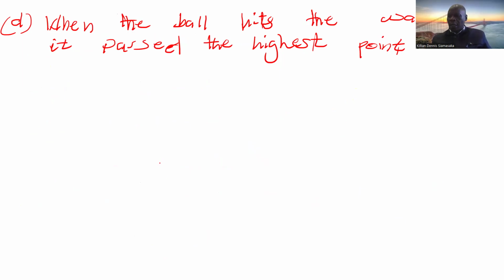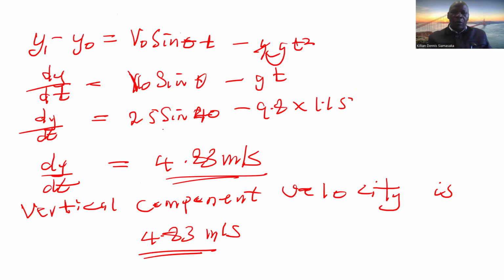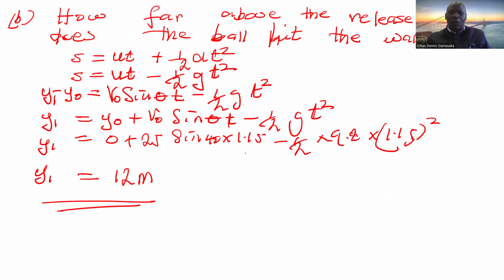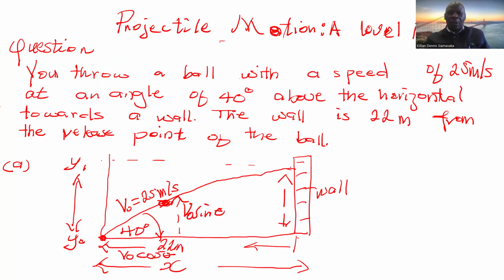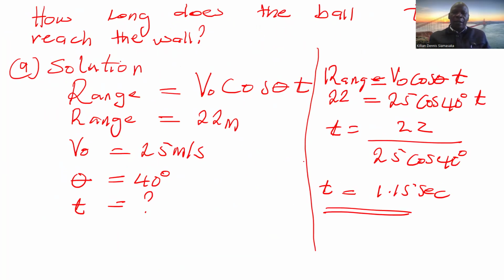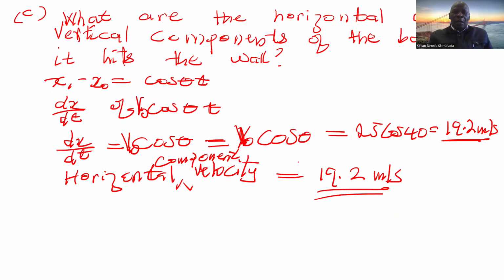And so the last question is when the ball hits the wall. These are the component velocities, vertical and horizontal, when the ball hits the wall at this point here. So this will be the velocity at which it hits the wall. These are the component velocities. Here the question is just asking for the component velocities, but you can also find the resultant velocity.